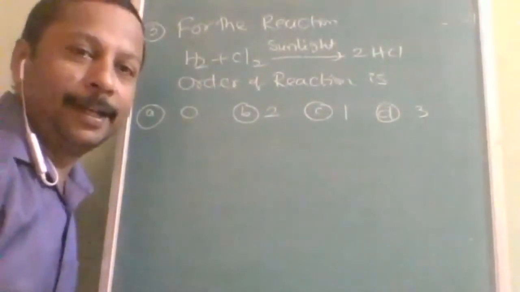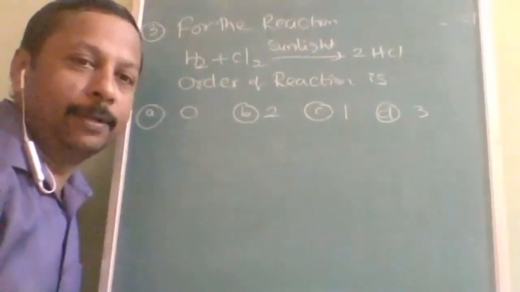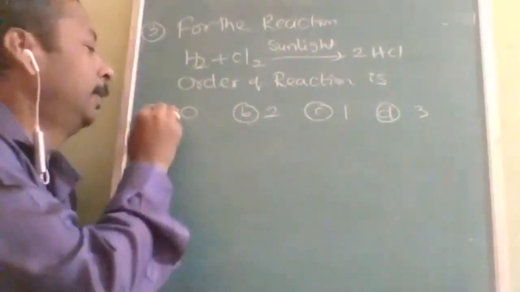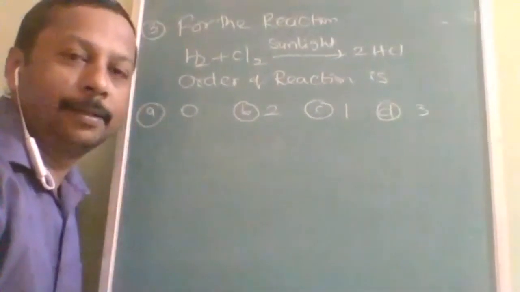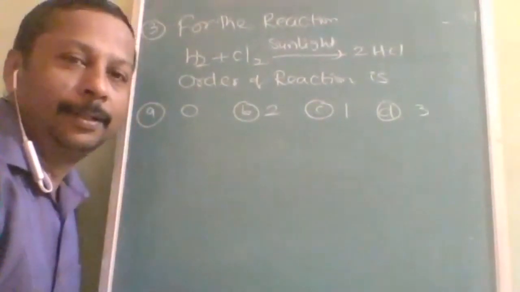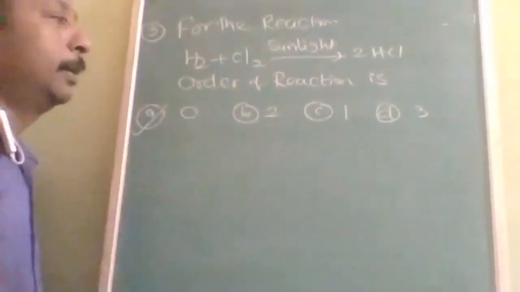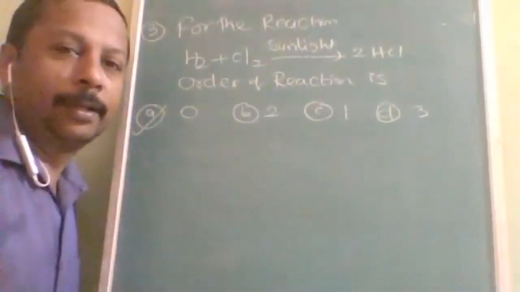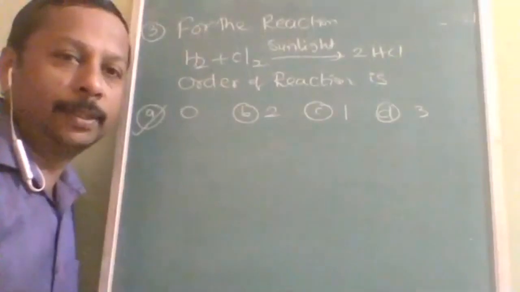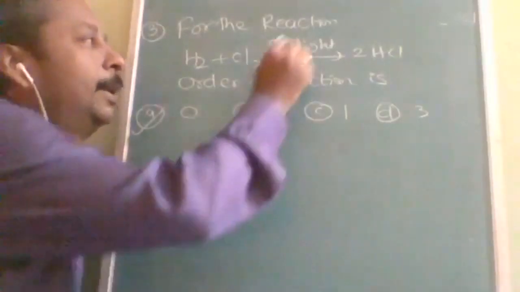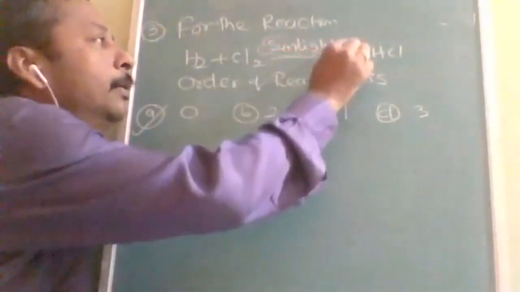Try it, and I challenge that you will be wrong. Okay, challenge over. Answer is A. Why? Molecularity is 2, it should be 2. Is it understood or not? But the answer is here.